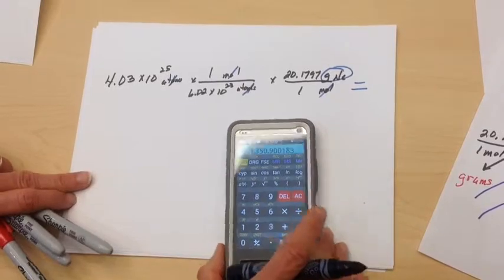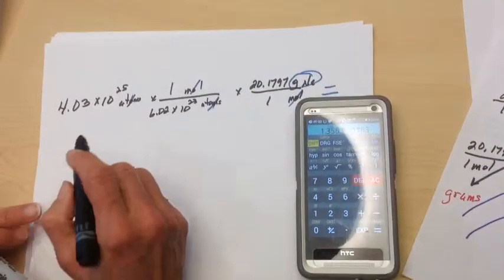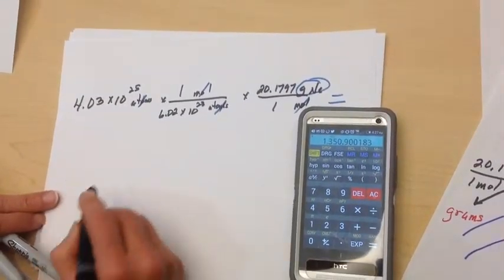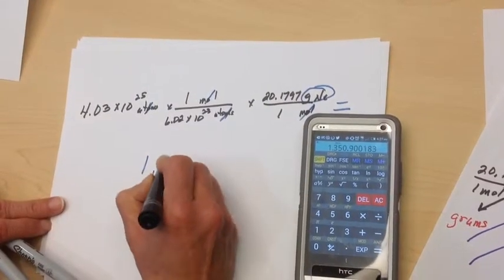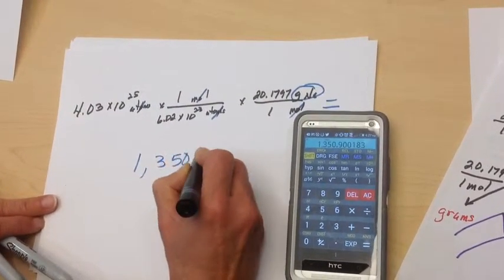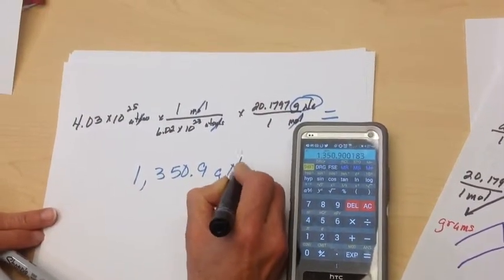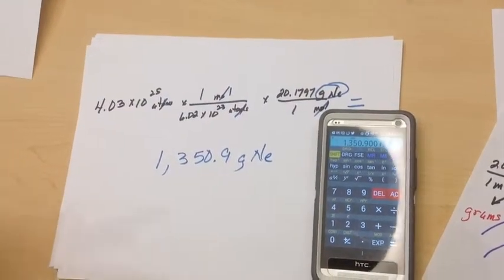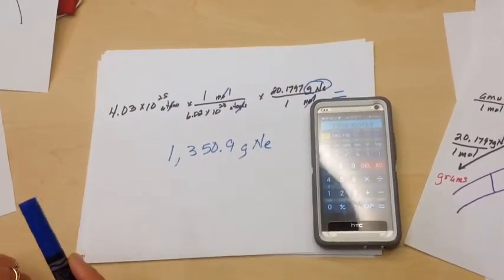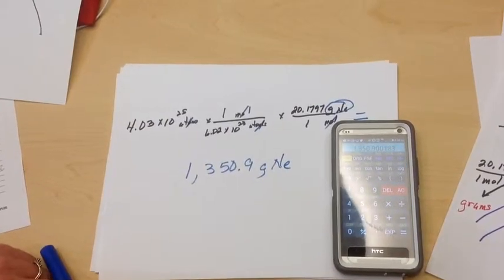20.1797. And remember, we're not worried about our significant digits or significant figures at this time, so I get 1,350.9 grams of neon in that volume of gas. So remember, follow Mole City and the mystery of the mole will be solved.